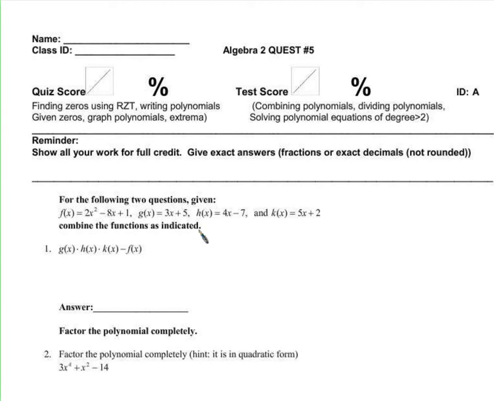Okay, let's get started here with number 1. g of x times h of x times k of x minus f of x. So we just need to make those simple substitutions. Here's g of x. Here's h of x. Here's k of x. And we're going to subtract f of x.